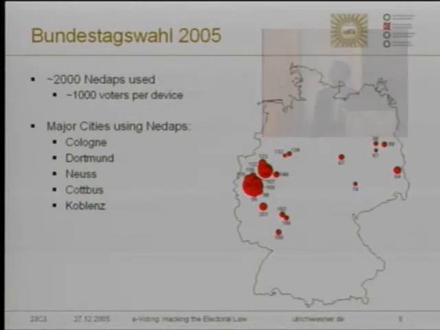Now, this map is showing where e-voting was used in Germany in last year's national elections, and the size of the dots gives you an idea of the number of machines used in a city. So the big users are Cologne at the very left with 600 devices, and Dortmund with 300 devices. And then there are some medium-sized cities like Koblenz or Cottbus, and some of you might have been to Cottbus last October when they elected a new mayor.